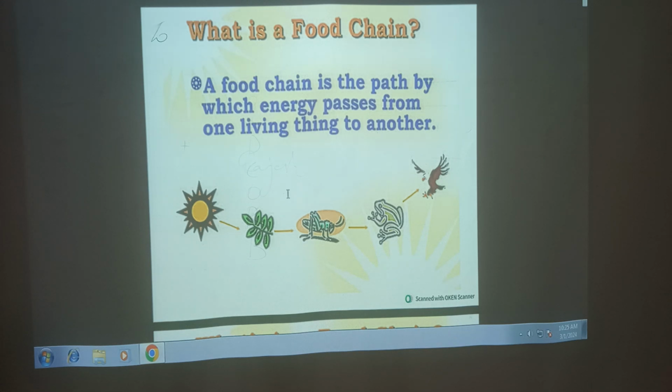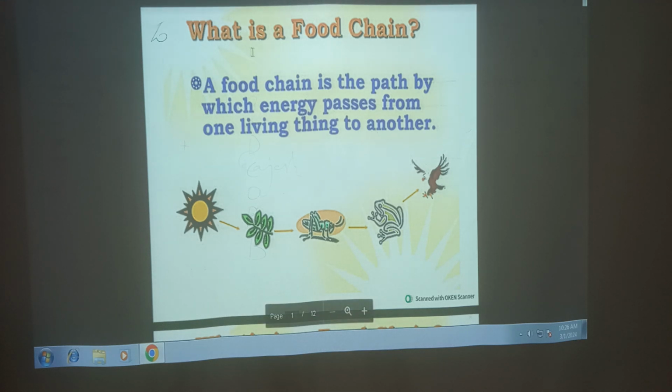The study of ecology was defined by Ernst Haeckel. Ecology is the study of the relationship of organisms with their environment. It has two branches: autoecology and synecology. This is the common definition of ecology, defined by Ernst Haeckel.